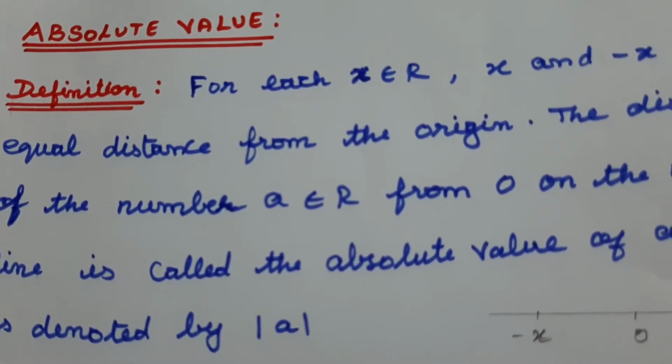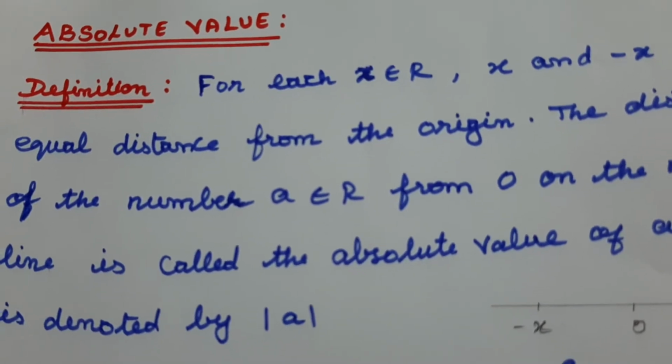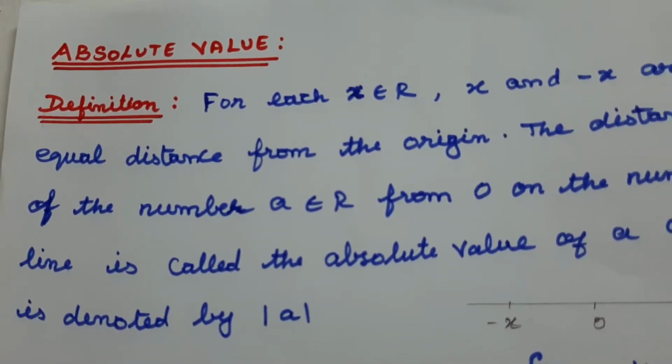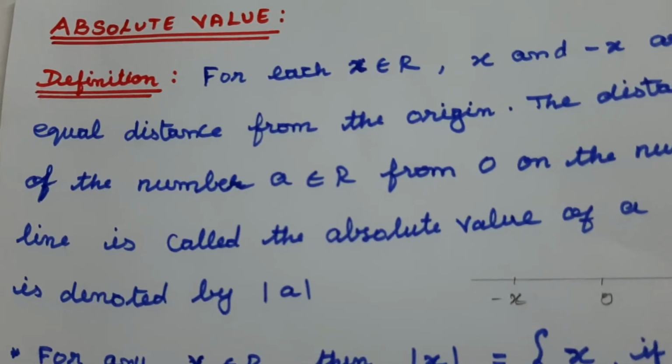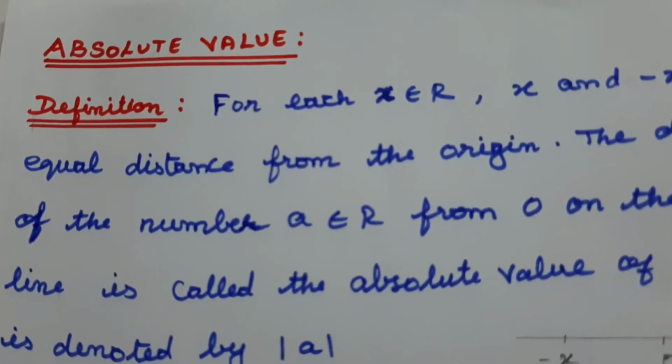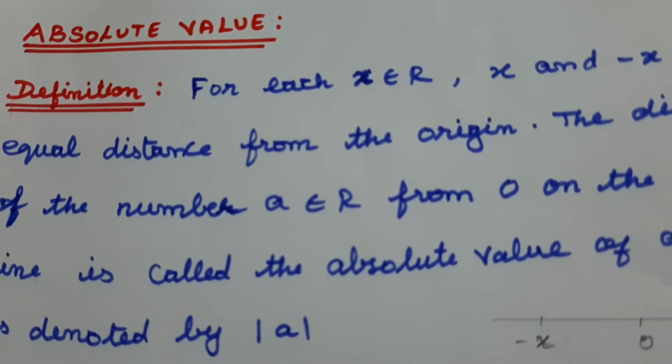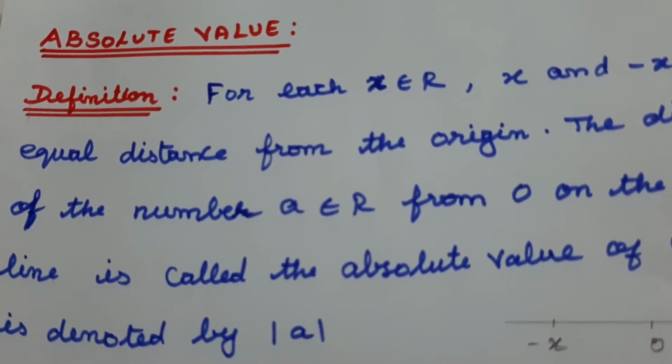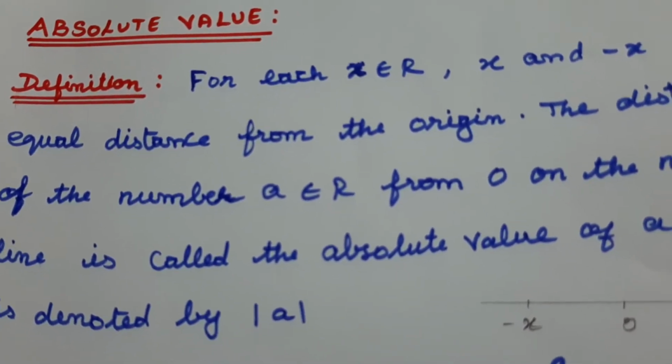Today we are going to learn absolute value of real numbers. You have studied already that the absolute value is the modulus of x, where modulus of x takes the value x if x is greater than or equal to 0, and minus x if x is less than 0. So now here is the definition.